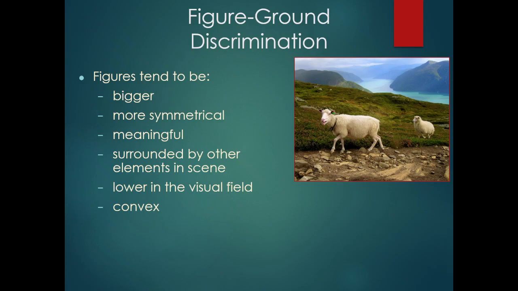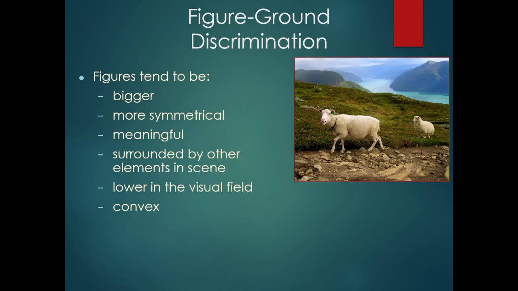I mean, that's meaningful. It is certainly surrounded by the other things in the scene. It's not cut off. It's lower in the visual field, so it appears that it's closer to our viewpoint. And it is convex. Look at that belly. Look at that nose, right? It's coming towards us. And so it's fitting all of the criteria for being the thing we would focus on in this image.